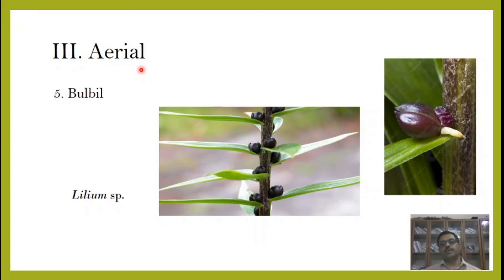Then the final aerial modification of a stem is the bulbil. So here we find these are axillary buds, and in this plant lilium, these axillary buds have become fleshy. So these fleshy axillary buds are bulbils, and these bulbils can give rise to new plants. They are not only for producing branches, they are capable of producing new plants. We can see that here a bulbil starts giving off roots even when it is attached to the parent plant. So these are the different types of stems based on modification.